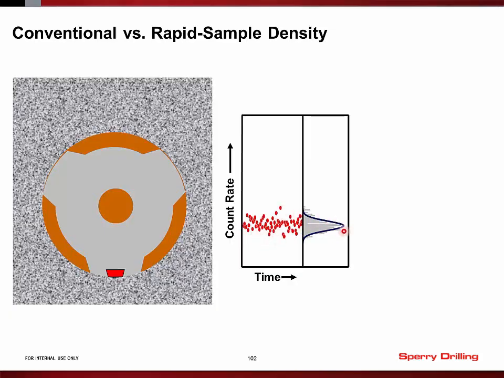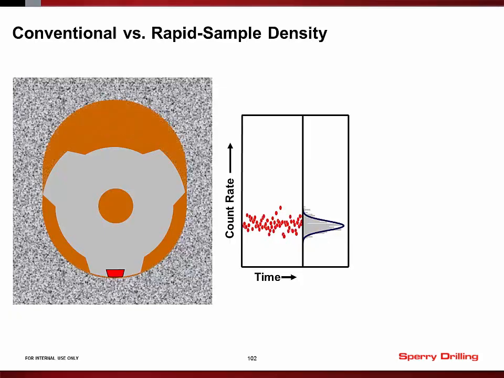Those samples form a distribution like this, to which you can fit a normal or Gaussian curve, and from that you can calculate the mean, and from the mean you can calculate the density of the formation. There's a direct relationship between count rate and density. So that's a simple case where we just take all the count rate samples that we have, average them together, and use them to calculate a density.